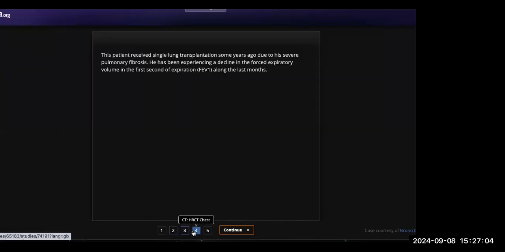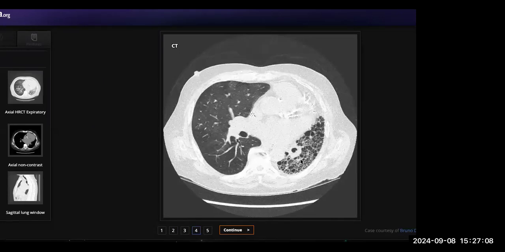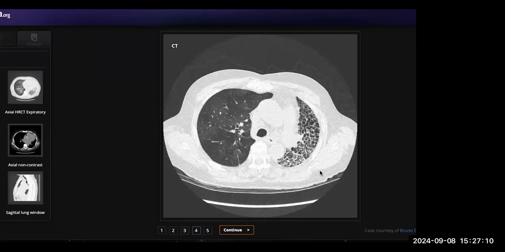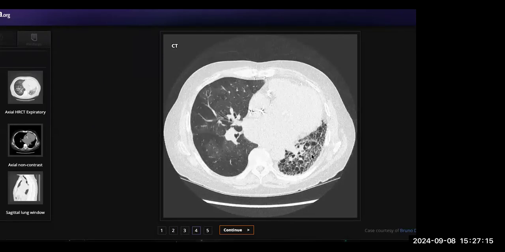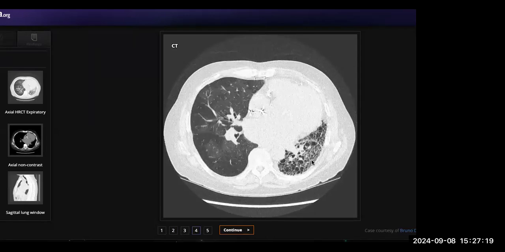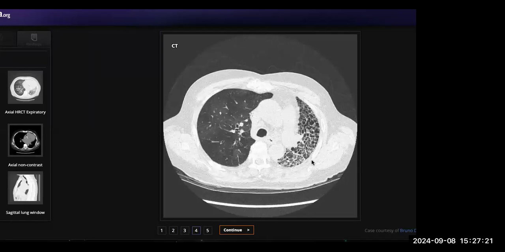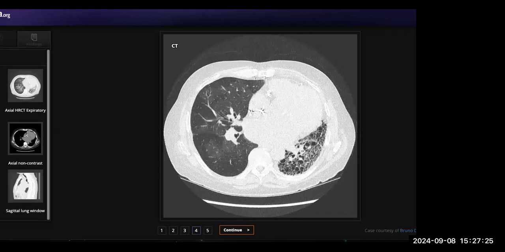So this patient, this was a CT. Okay, so we just scroll once. I can see that the right lung shows some mosaic attenuation, but there are no significant nodules or any consolidation here. In the left lung, the lung volume is significantly reduced and it is replaced by honeycomb changes. Okay, what are your differentials?